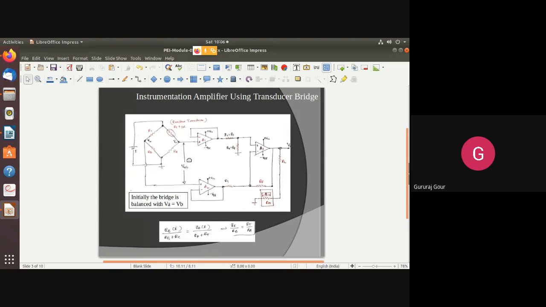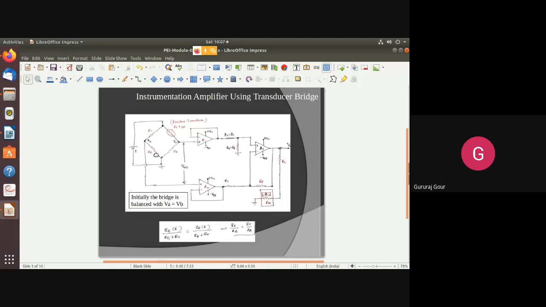Another part, let me complete that one. So these non-inverting amplifiers A1 and A2, this section is over. This one is your basic instrumentation amplifier. Okay, now what is the other part? Using a transducer bridge. It is called a transducer bridge because you can see the second arm uses a resistive transducer to sense any changes in the resistance.